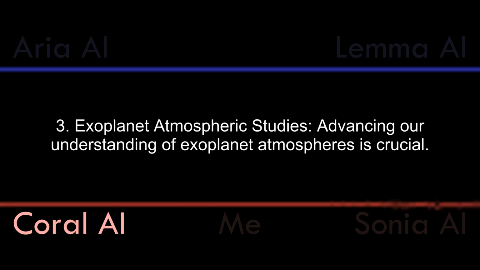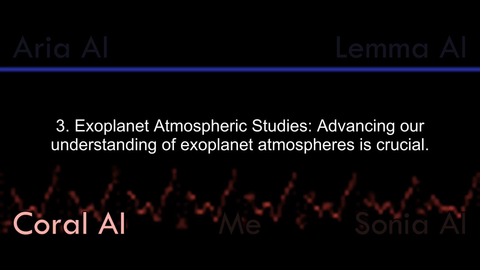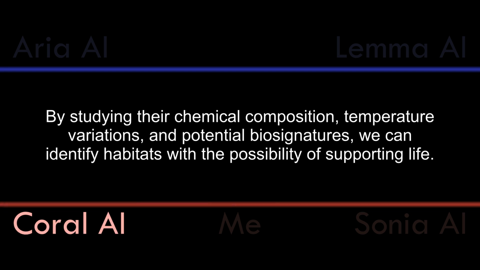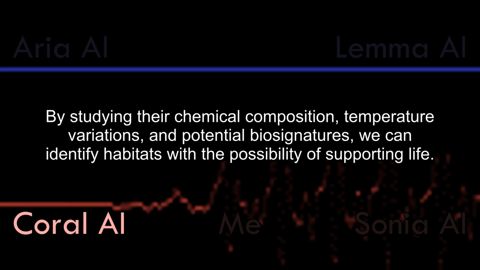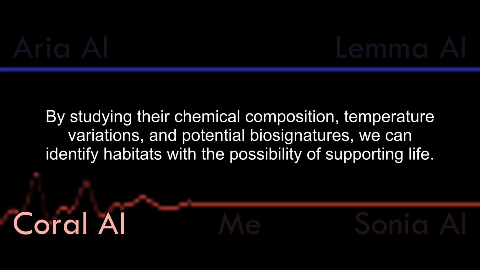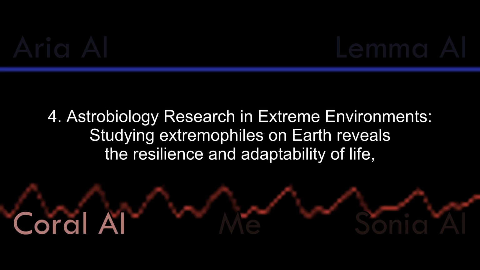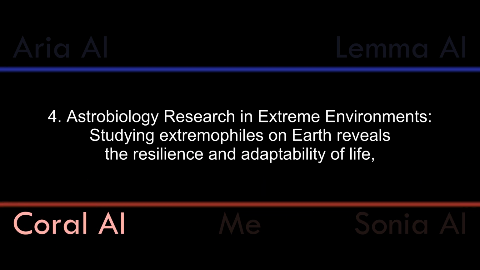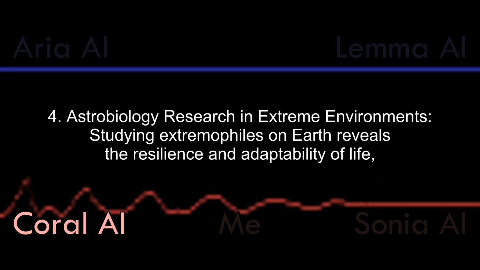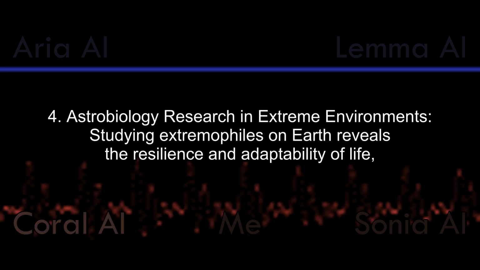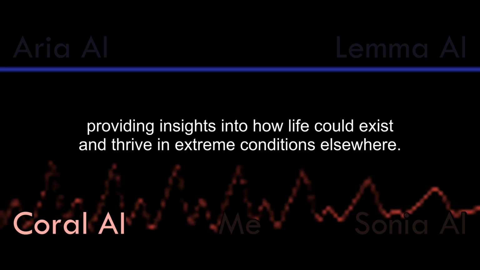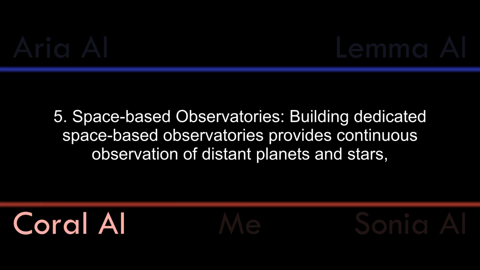mission data. 3. Exoplanet atmospheric studies. Advancing our understanding of exoplanet atmospheres is crucial. By studying their chemical composition, temperature variations, and potential biosignatures, we can identify habitats with the possibility of supporting life. 4. Astrobiology research in extreme environments. Studying extremophiles on Earth reveals the resilience and adaptability of life, providing insights into how life could exist and thrive in extreme conditions elsewhere.